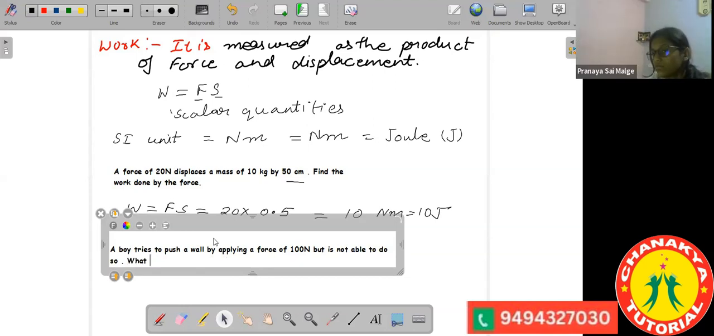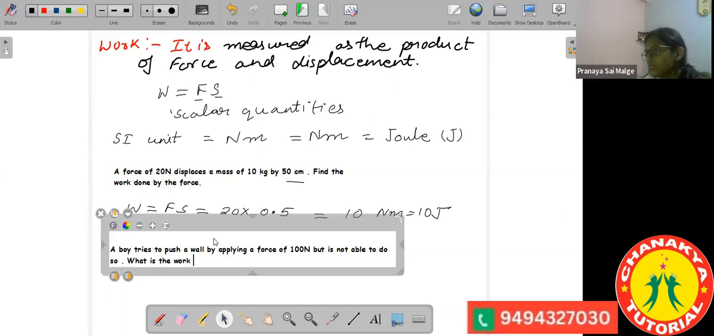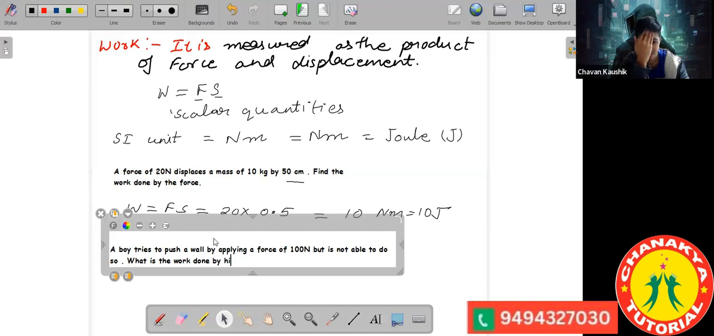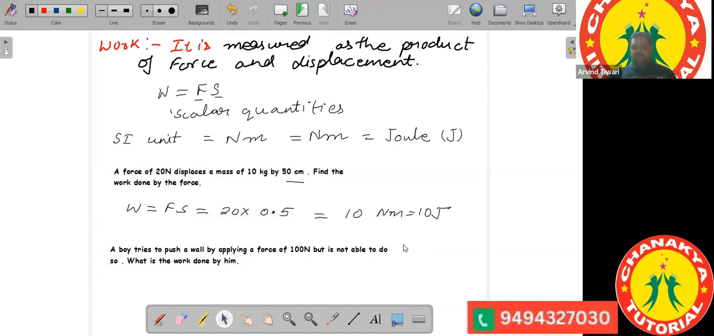Zero, sir. Everyone agrees he has done zero work? Yes, because 100 times zero is zero. There is no displacement. So if you are applying some force and there is no net displacement, we say that the work done will be zero. This is a case of zero work done. We can say that the person has not done any work if he has applied some force but there is no displacement.